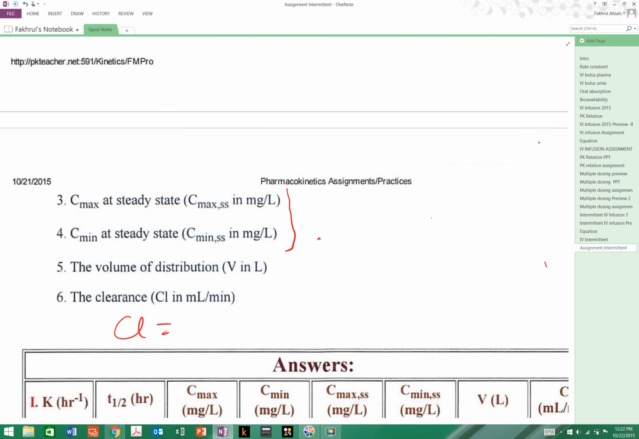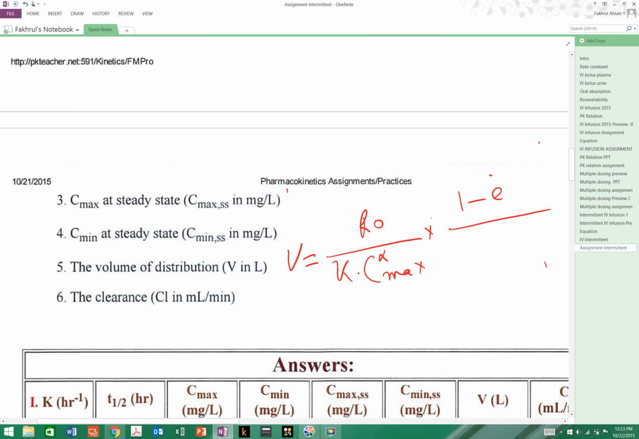To calculate volume of distribution, you have to use that complex equation. That equation V is equal to R0 divided by K, Cmax at steady state divided by 1 minus e to the negative K T infusion over 1 minus e to the negative K, not delta, it is tau. So here it is tau.